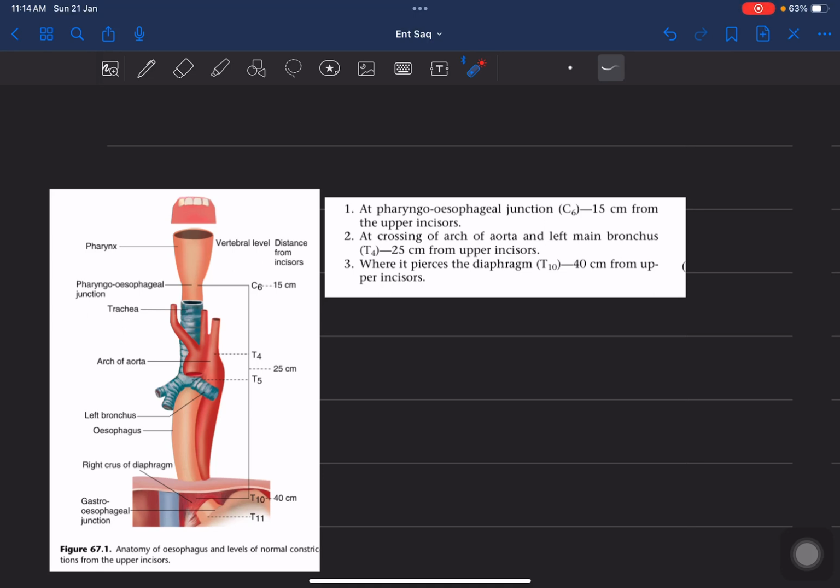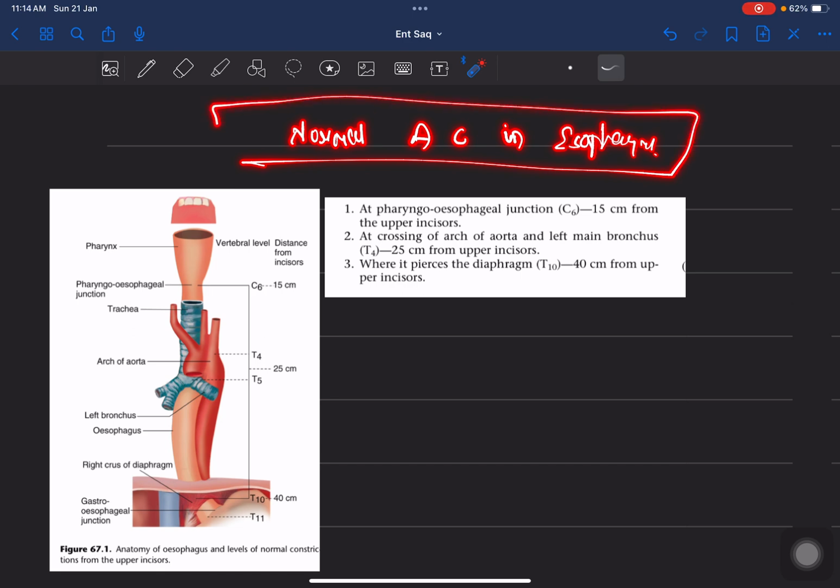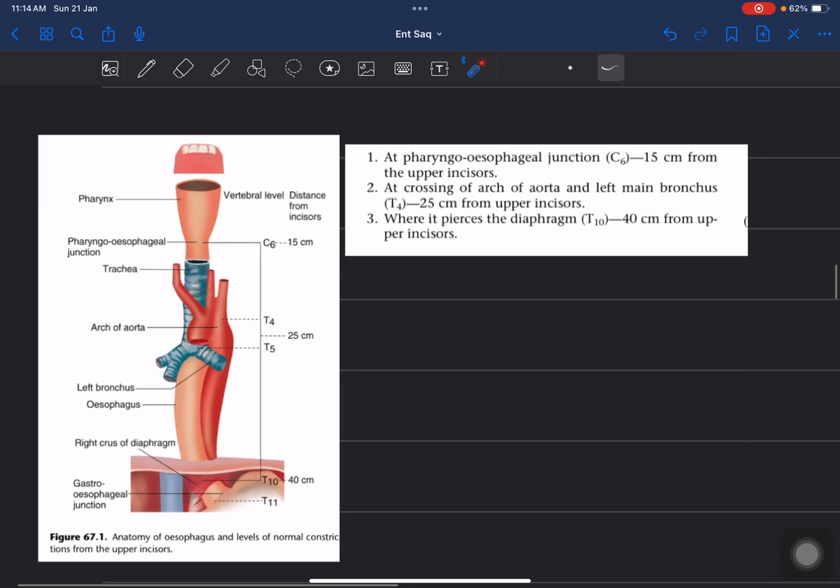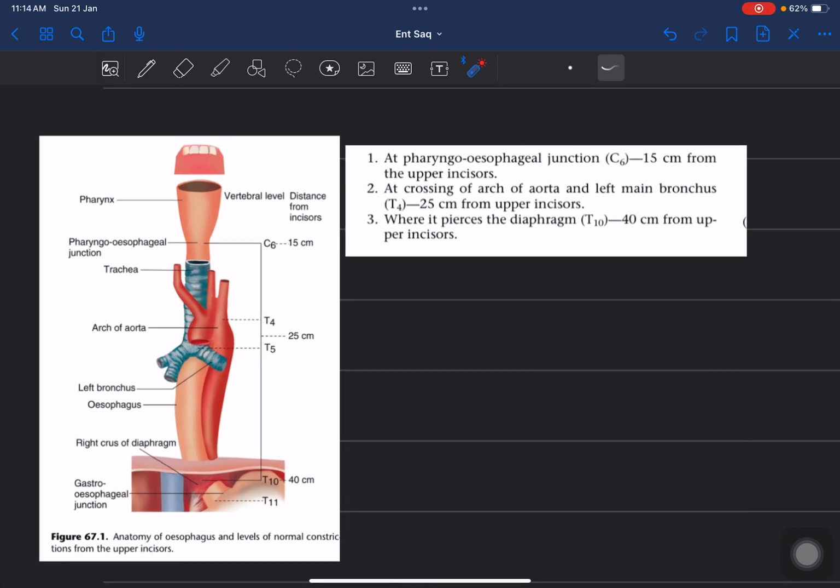Okay, the first question on esophagus, a short note question asked in the exam: short note on normal anatomical constriction in esophagus. Now talking about the normal anatomical constrictions in the esophagus, what we have are three constrictions.